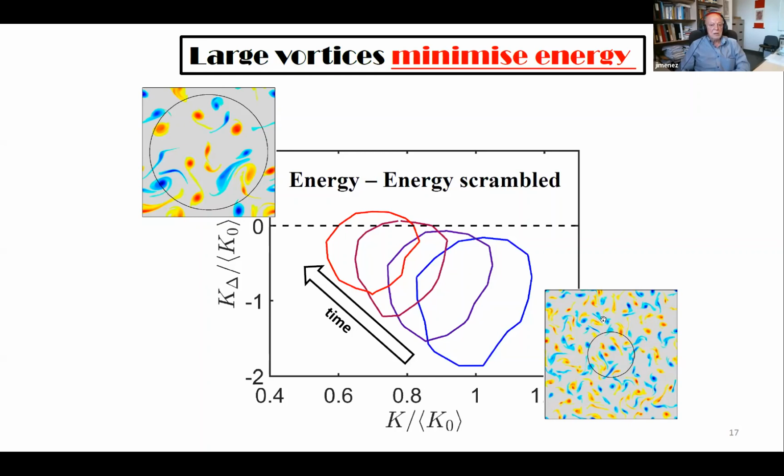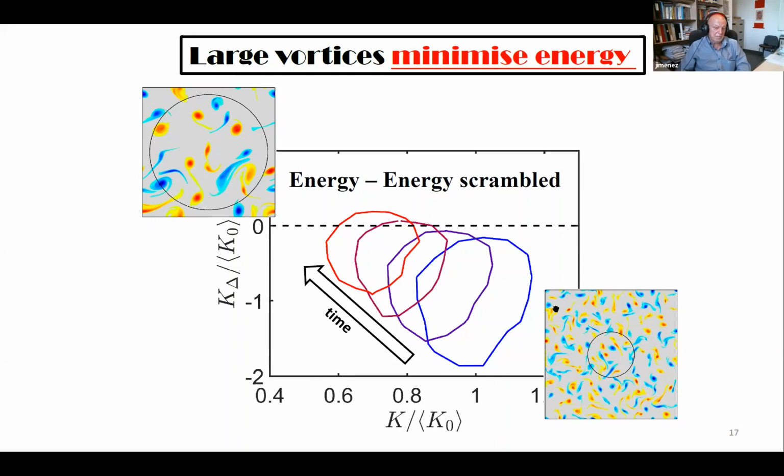Okay, and you can see this here. This is the difference between the energy of the real flow minus the energy of the scrambled flow. And this is always negative. This is zero here, it's always negative. And it's an effect that you need all these vortices to be able to rearrange them.